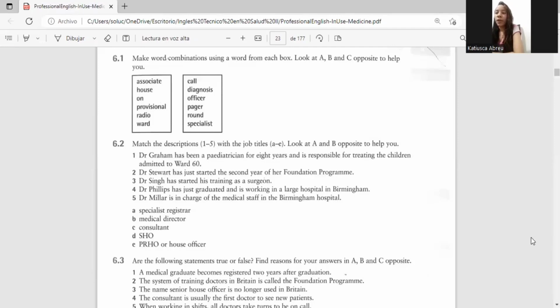Exercise 3. Are the following statements true or false? Find reasons for your answers in A, B, and C opposite. Example, a medical graduate becomes registered 2 years after graduation. False. After a year. The system of training doctors in Britain is called the Foundation Programme. True.